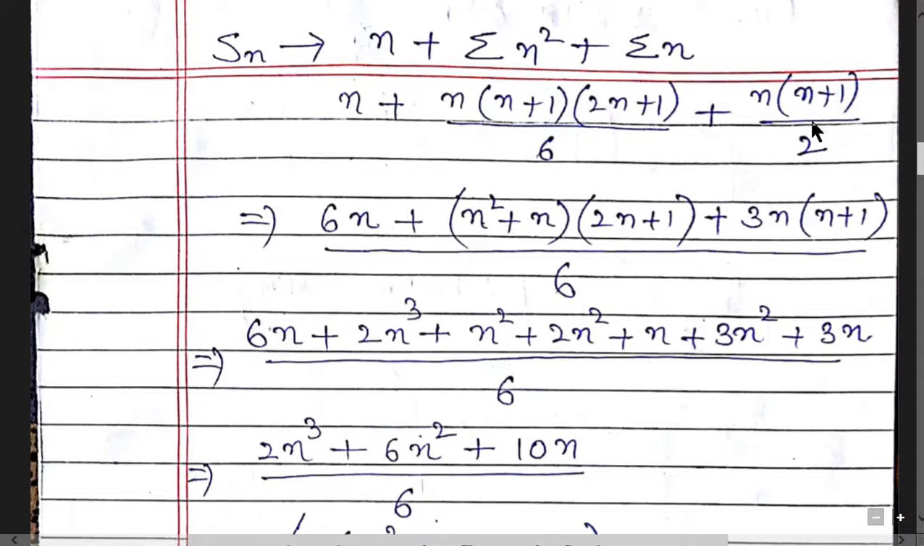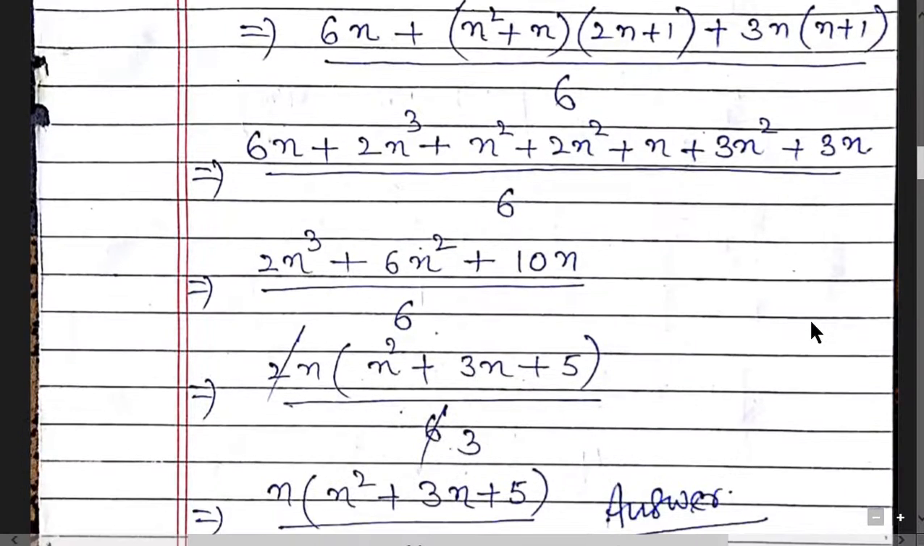Simply here take the LCM. 6 is the LCM, it means 6 is multiplied by the first term and 3 is multiplied by the last term because the denominator is 2. It's 3n square plus 3n. Now collect the similar terms, nothing else. 2n cube, then n square plus 2n square plus 3n square, it's 6n square. 6 plus 1 plus 3, it's 10n.